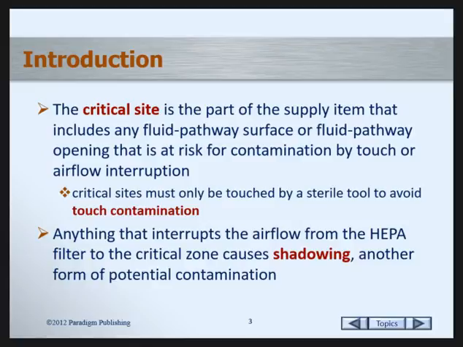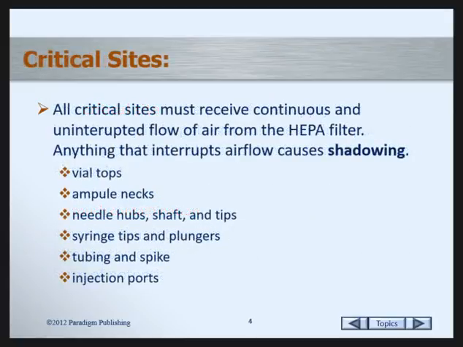Anything that interrupts the airflow from the HEPA filter to the critical zone or critical sites causes shadowing. This is another form of potential contamination. These are important components of maintaining sterile aseptic technique. All critical sites must receive continuous air and uninterrupted flow of the air from the HEPA filter. Anything that interrupts that airflow causes shadowing.